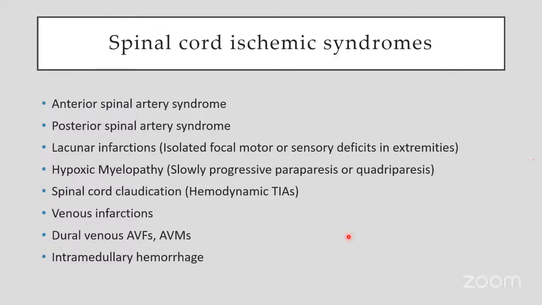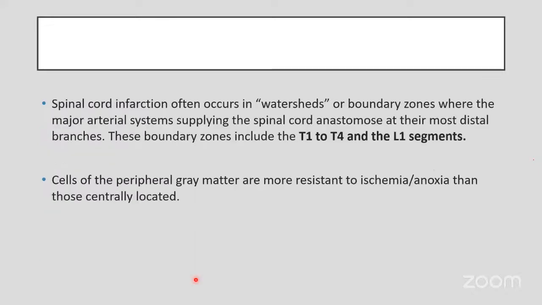The various types of spinal cord ischemic syndromes are anterior spinal artery syndrome, posterior spinal artery syndrome, lacunar infarctions, hypoxic myelopathy, spinal cord claudication due to hemodynamic TIAs, venous infarctions, lesions due to dural AVFs and AVMs, and intramedullary hemorrhage. Spinal cord infarction usually occurs in the watershed or boundary zones, where the major arterial systems supplying the spinal cord anastomose at their most distal branches. These watershed zones are T1 to T4 segments and the L1 segment.